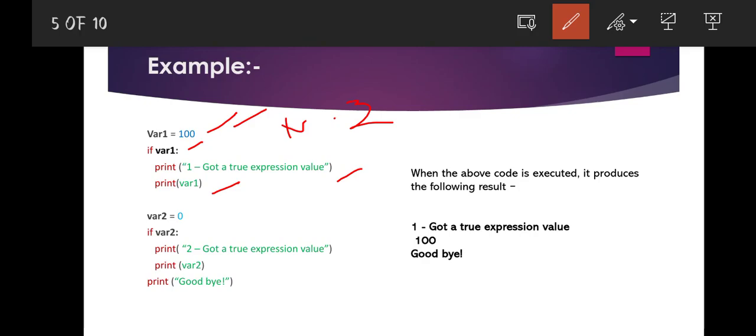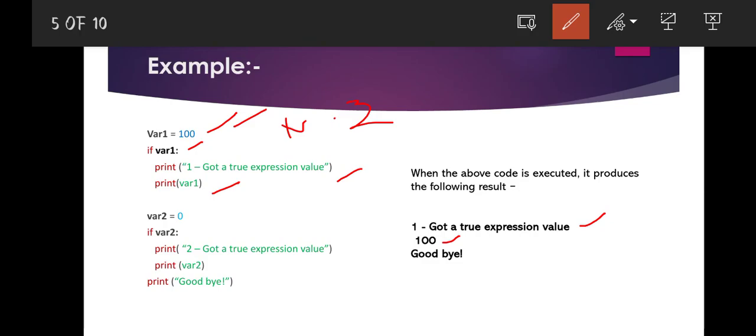Then what will it print? It will print 1 got a true expression value. So in output we get 1 got a true expression value. And later print of variable 1. We also wrote another statement inside the if statement, that print of variable 1. It will print the value stored in variable 1. The value stored in variable 1 is 100. It will print 100.